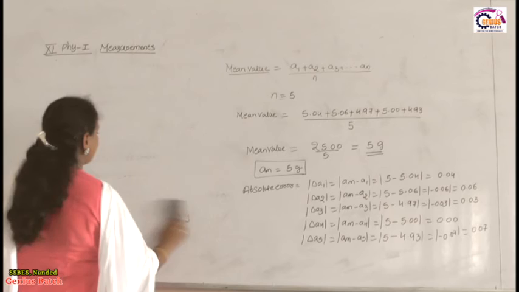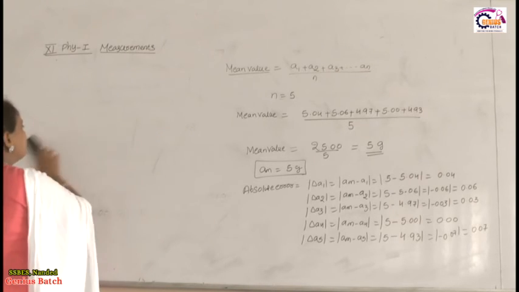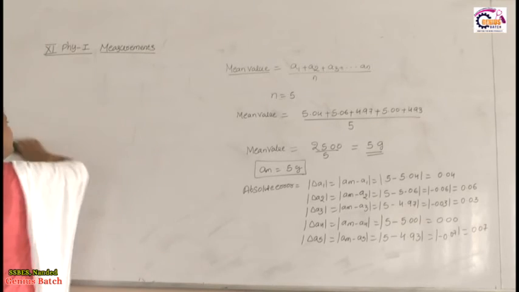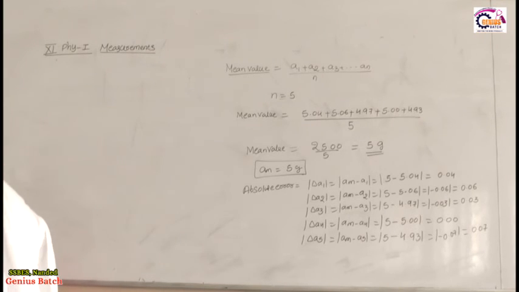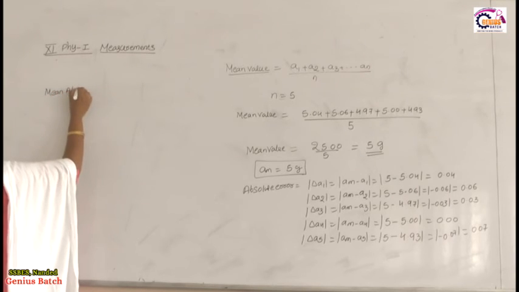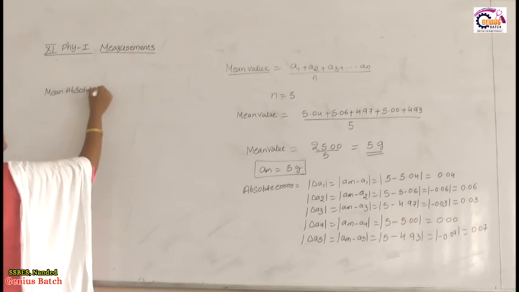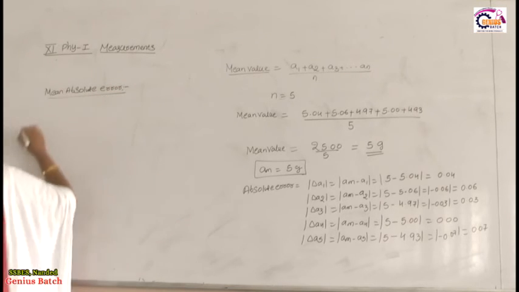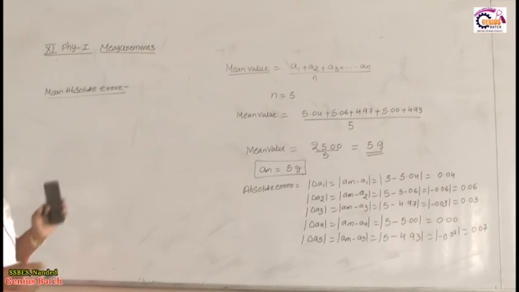What is a relative error here? We have found out the absolute error. Now we have to find out the mean absolute error. How to find out the mean absolute error here? Mean absolute error is nothing but the sum of absolute errors divided by the number of values.